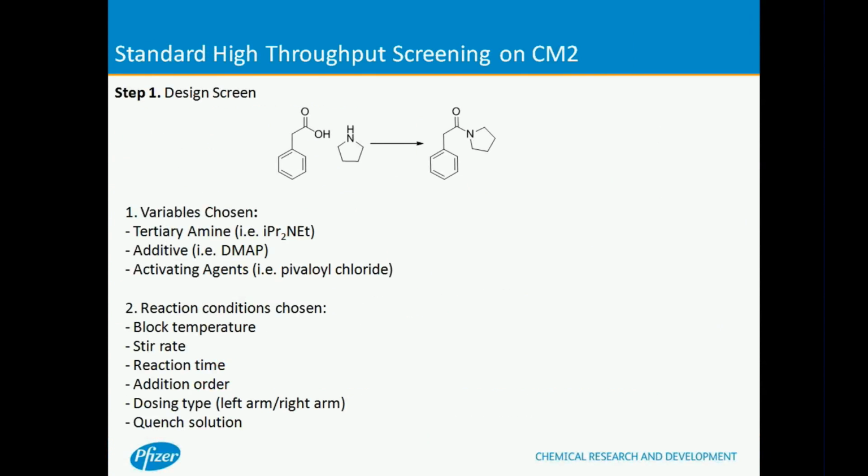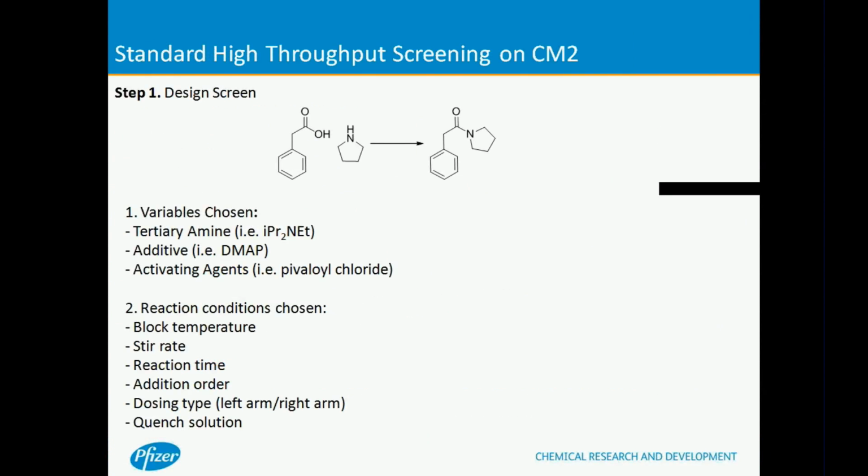The first step, anytime you're running a high throughput screen, is to design it. So you choose your variables. In this case, it's going to be tertiary amine, additive, activating agent, and your reaction conditions are chosen. You have your standard reaction conditions: temperature, time, stir rate.